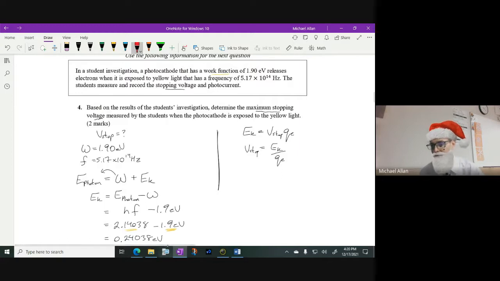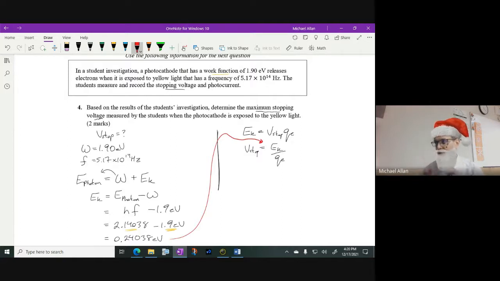What happened now, because a lot of you just took this number and just plopped it in here, did the calculations, and then you got your V-stop. But that's wrong. Something else has to happen in between these two steps.